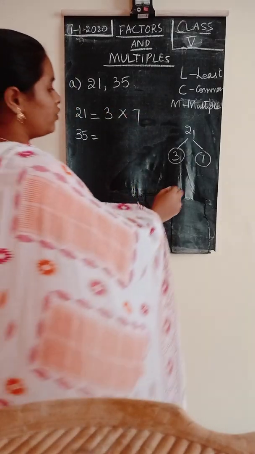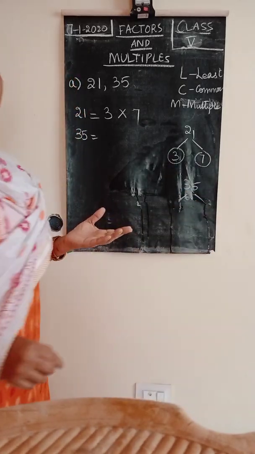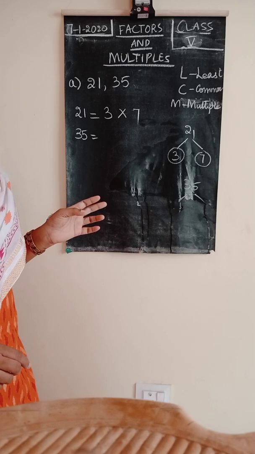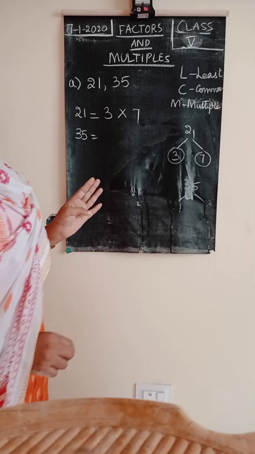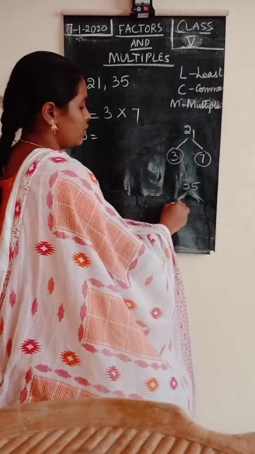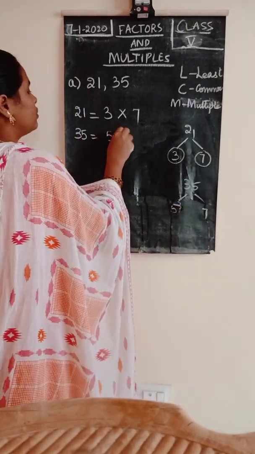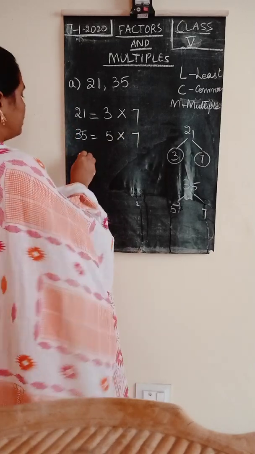For 35, you draw a tree. Does 2 go into 35? No. 3 table, 3 twelves are 36, no. 4, you should not use. 5 table? Yes. 5 sevens are 35. Now, how to find the common multiple?